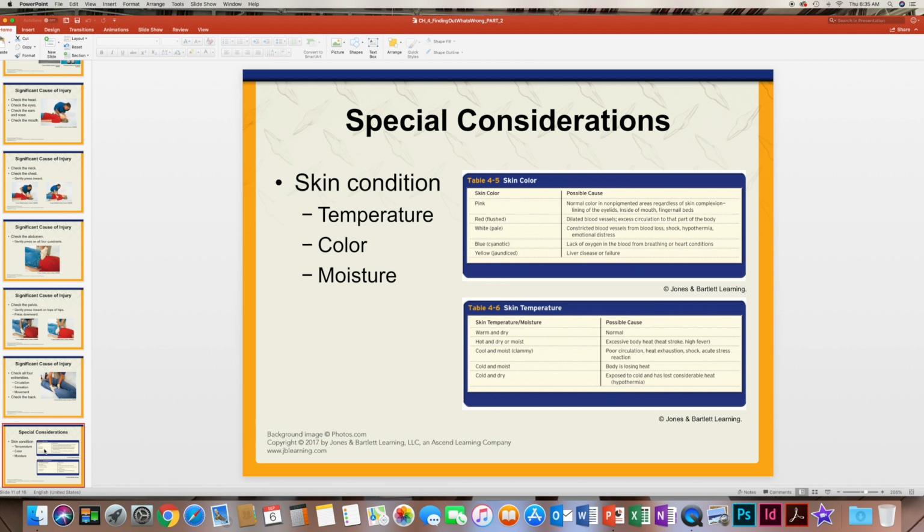Skin color that's pink is normal. If it's red and flushed, the blood vessels could be dilated, meaning excess circulation is going to that part of the body. Or if they're pale, they have constricted vessels and it could mean that they have blood loss, or they're in shock, or suffering from hypothermia. If they're blue or cyanotic, they're not getting enough oxygen. And if they're yellow, they're in liver disease or liver failure.